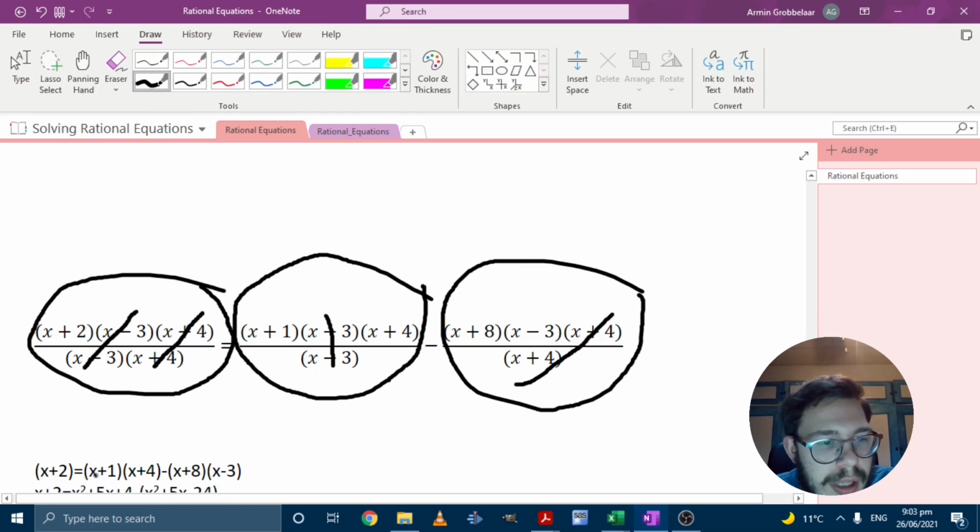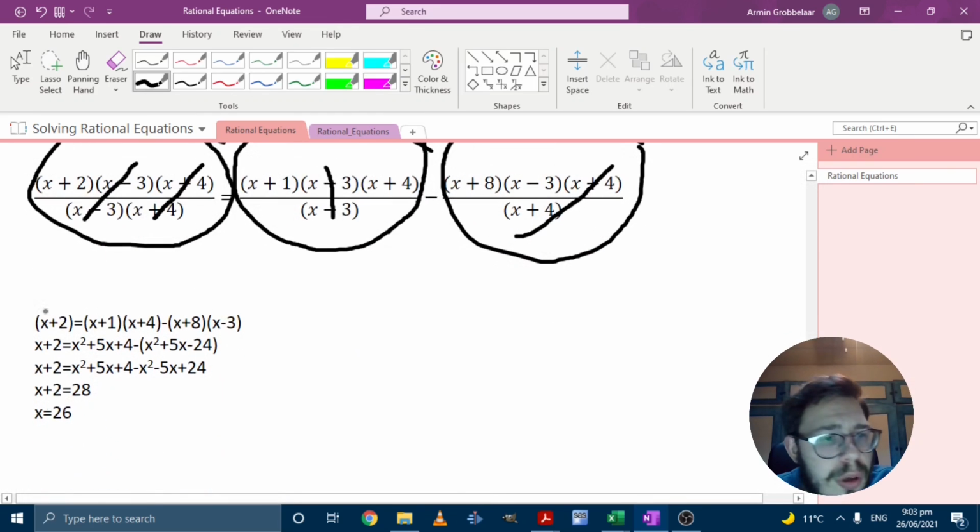Now if we multiply this out, you can see it's x squared, and then we have plus 1x plus 4x is equal to 5x, and then we have 1 times 4, which is 4, minus x times x is x squared, and then plus 8x minus 3x, so plus 8x minus 3x is 5x again, and then we have 8 times minus 3, which is minus 24.